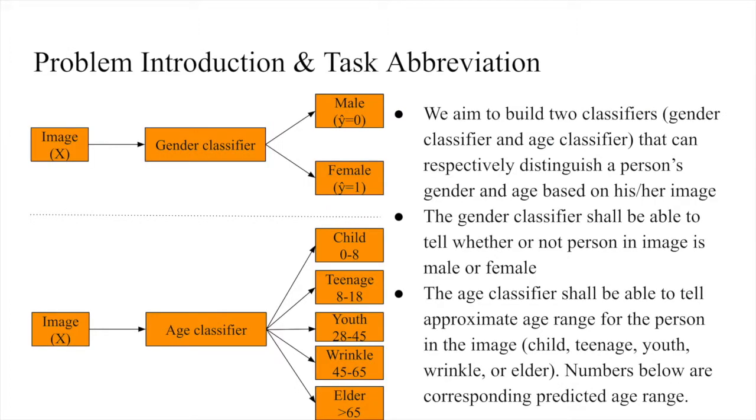In this project, we'd like to explore CNN to classify images. So we aim to build two classifiers, a gender classifier and an age classifier, that can respectively distinguish a person's gender and age based on his or her image. The gender classifier should be able to tell whether a person is male or female, and the age classifier should be able to tell the approximate age range for a person in the image, such as whether a person is a child, teenage, youth, wrinkle, or elder, as shown on the left-hand side. And the numbers below are the corresponding predicted age range for that person.